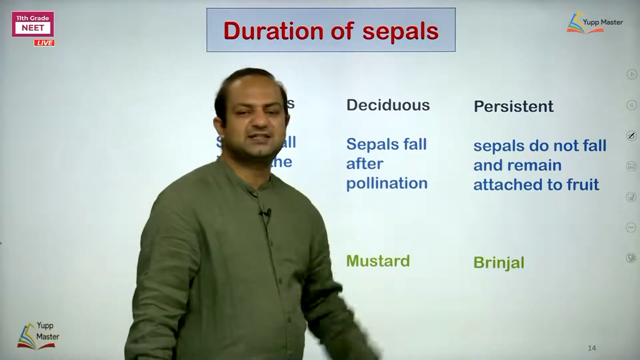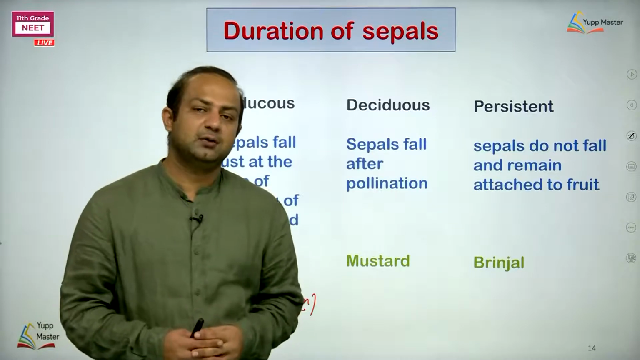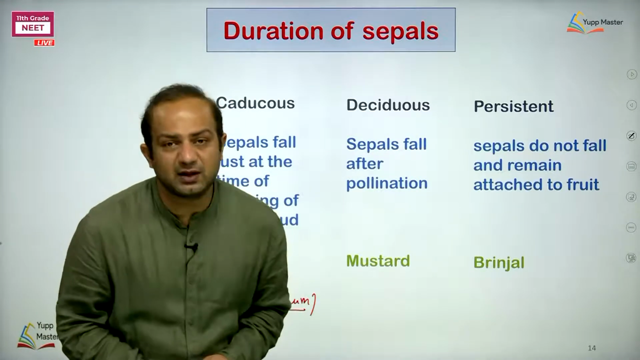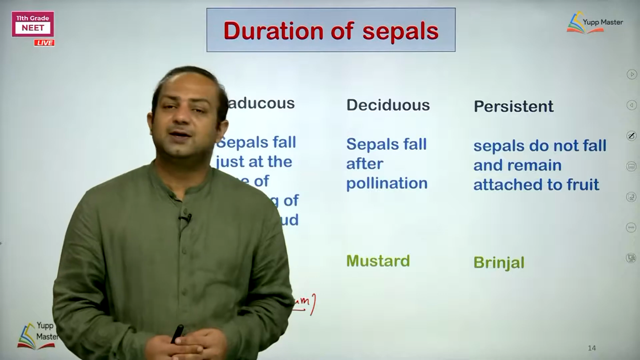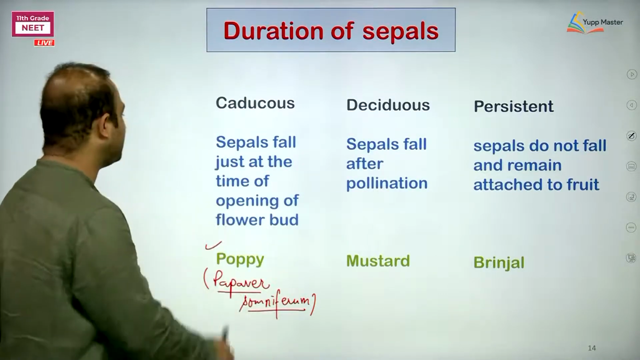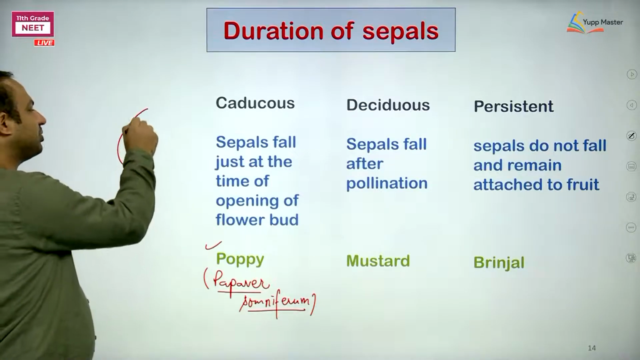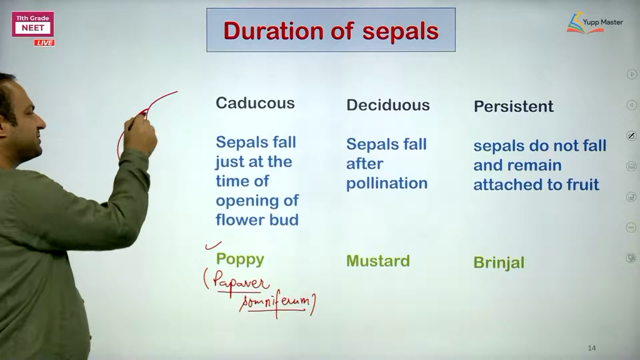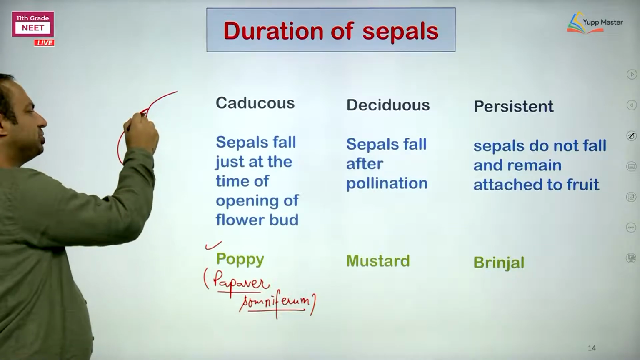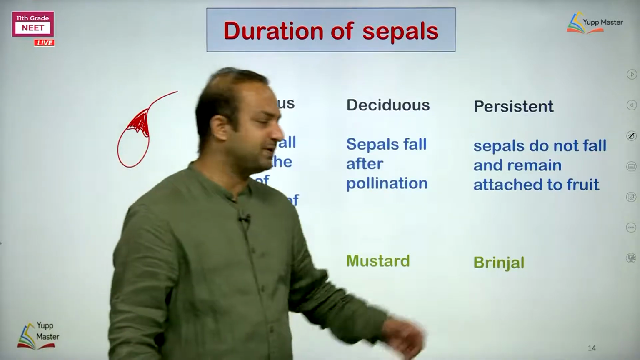The next one is persistent. Persistent means no, we are not going to leave the structure. We will stay even when the fruit is formed. The green color cap-like structure on the brinjal, if you are observing, right? What is that? That green kind of structure over here. This is persistent calyx in brinjal. The eggplant or brinjal is having persistent calyx.